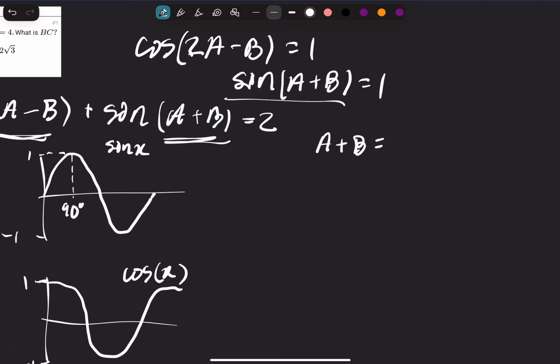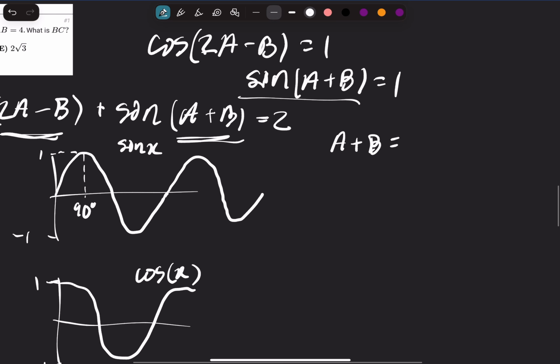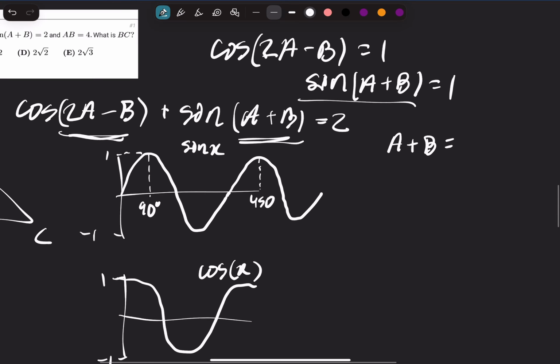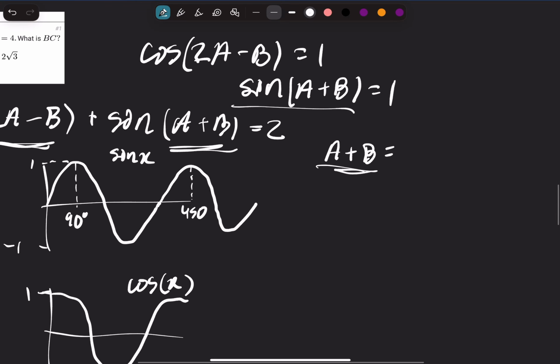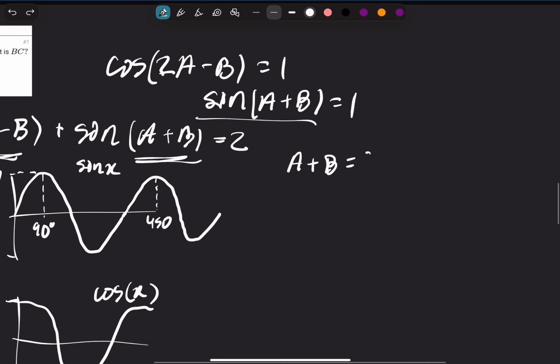Well, the sine graph continues to go on like this, so there's going to be another point at 450, but we're not going to have A plus B, two angles in a triangle, adding up to 450 degrees, because the sum of all three angles is going to be 180, right? So it has to be 90. So we're going to say A plus B equals 90.